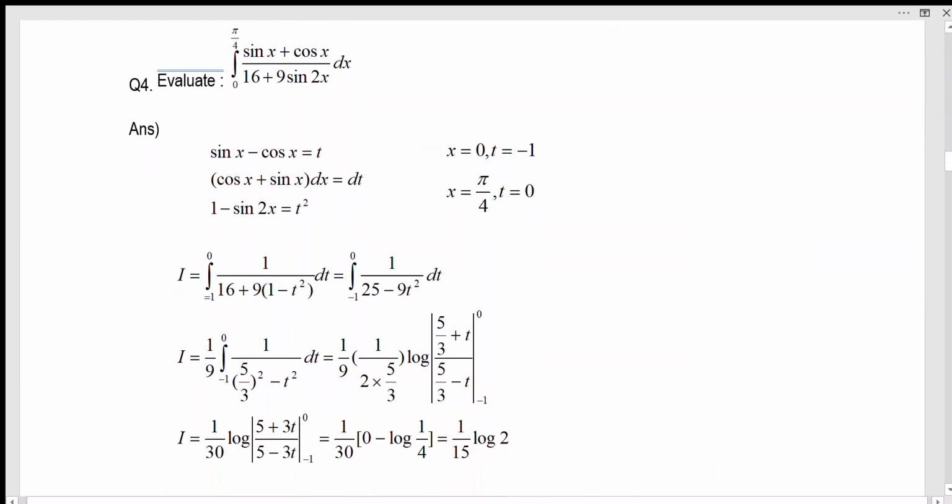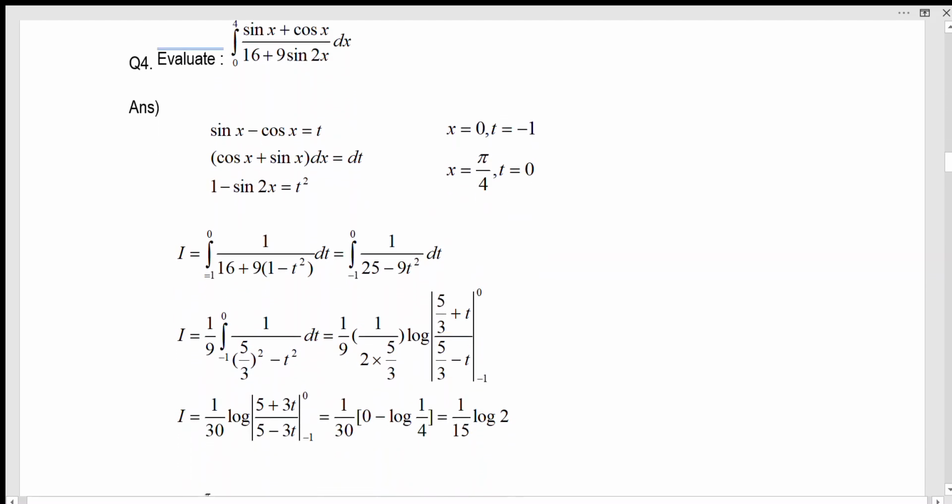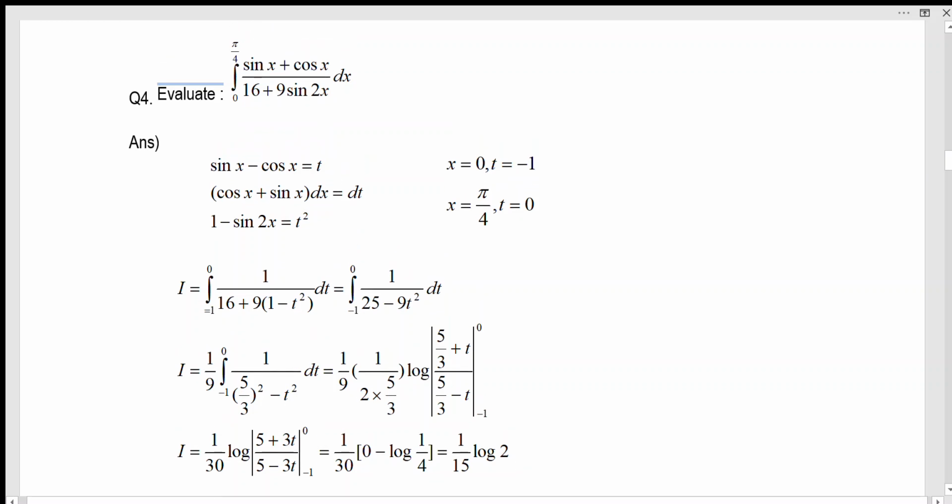Now question number 4. Question number 4 in NCERT, this question is given in 2-3 ways, and there is a trick which has to be applied in this question. I'm reading out the question for you. Evaluate integral 0 to pi by 4 of (sine x plus cos x) upon (16 plus 9 sine 2x). Now whenever the numerator is sine x plus cos x and the denominator has sine 2x, you have to make the substitution as sine x minus cos x equals to t.